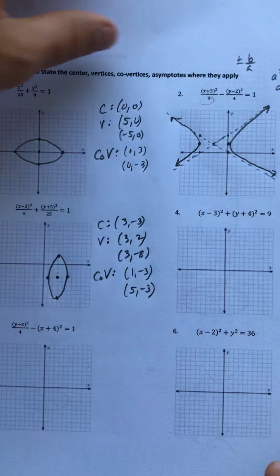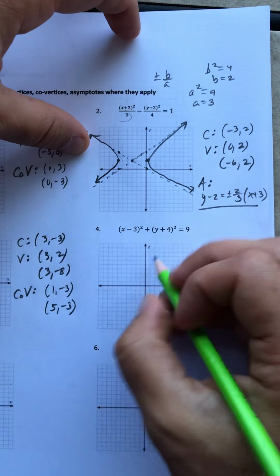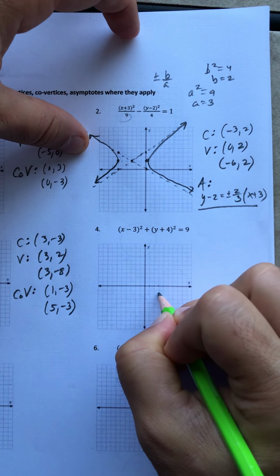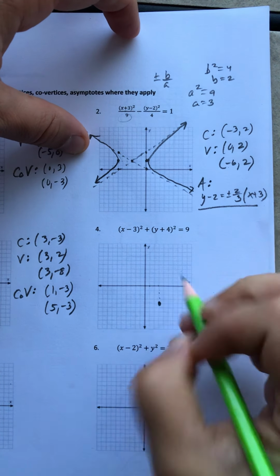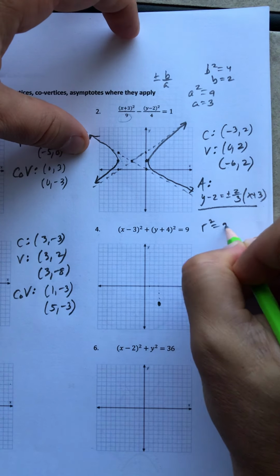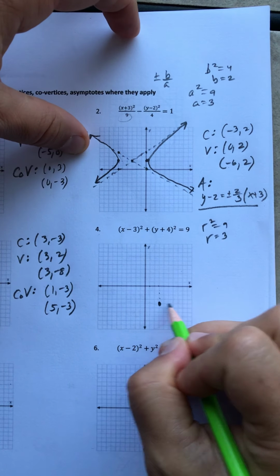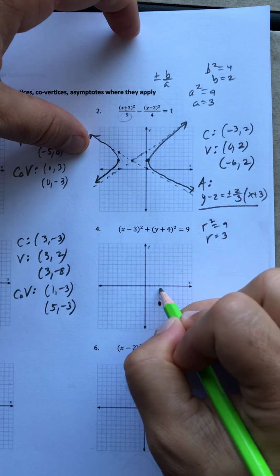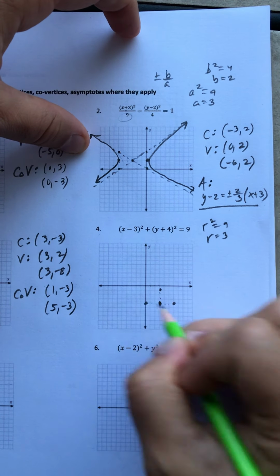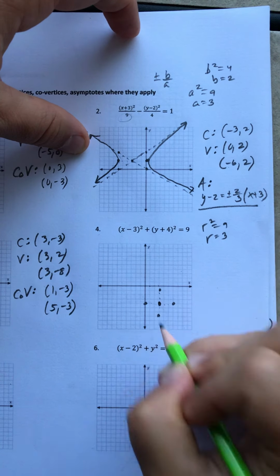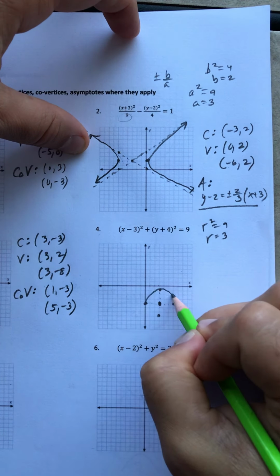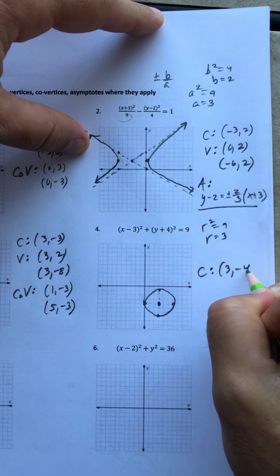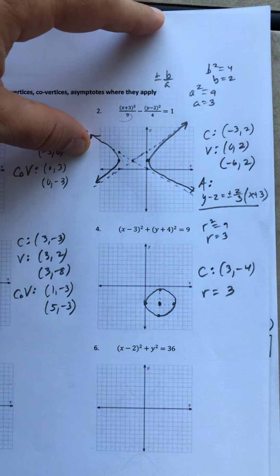Number 4, easy one. That's just a circle. Circle centered at 3, -4. 1, 2, 3, 1, 2, 3, 4. R squared is 9, so R is 3. So 1, 2, 3 units to the right, 1, 2, 3 units up, 1, 2, 3 units to the left, 1, 2, 3 units down. And there is my circle, centered at 3, -4, and the radius is 3.